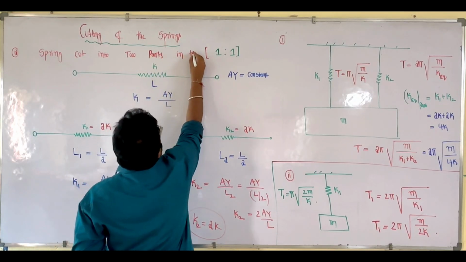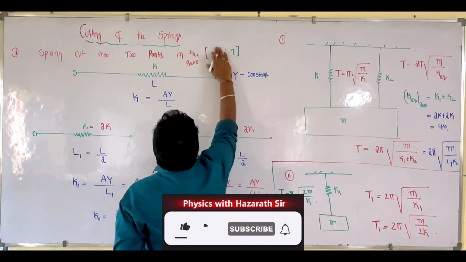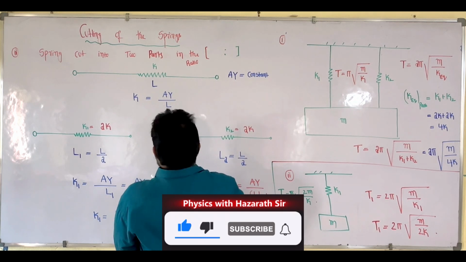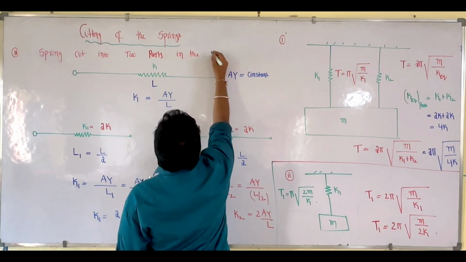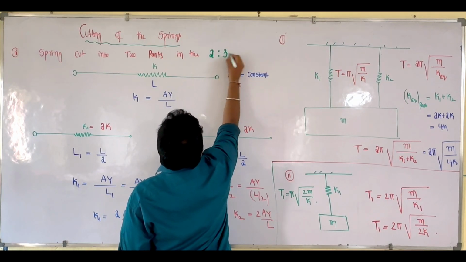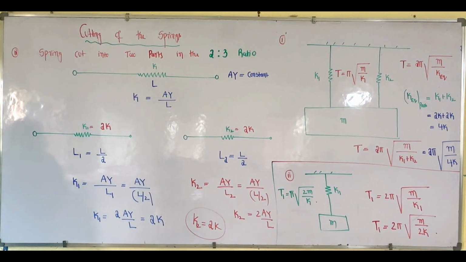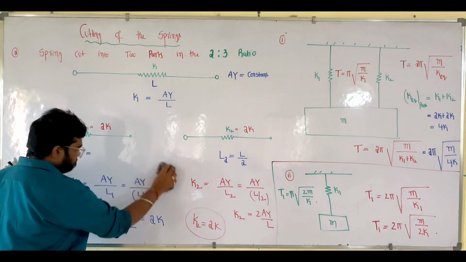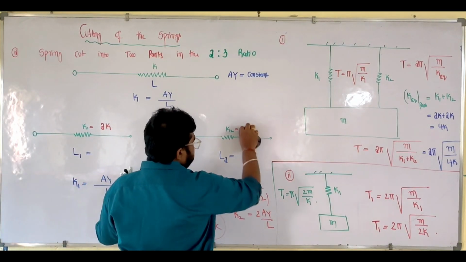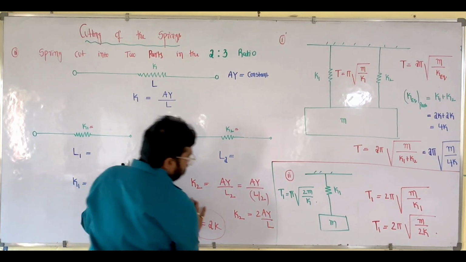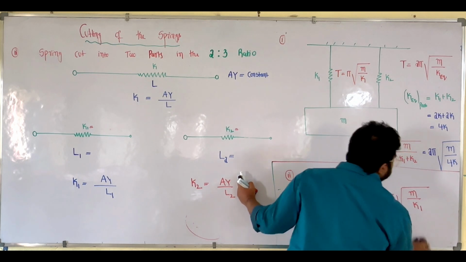In the 2:3 ratio. Same story here also. 2:3 ratio. What will happen to the stiffness? What happens to the stiffness here to here?